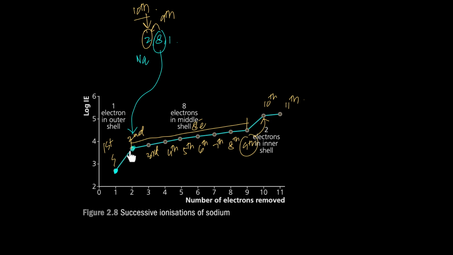So the first and second has a jump, which means that the outermost electron of sodium is 1. Then these 8 are all in the same shell. And then between the 9th and the 10th, there's a huge jump, which means these 2 electrons are the innermost. So how do we write the electronic configuration? It's the opposite: 2, 8, 1, because the outermost is removed first. The 9th is higher, yes. Makes sense now, Manur? Easy peasy lemon squeezy. Guys, you got it.